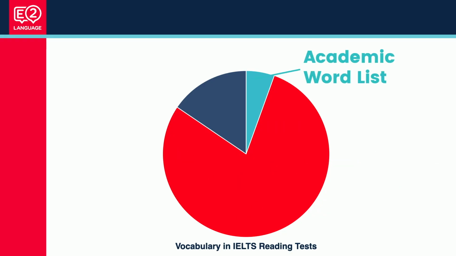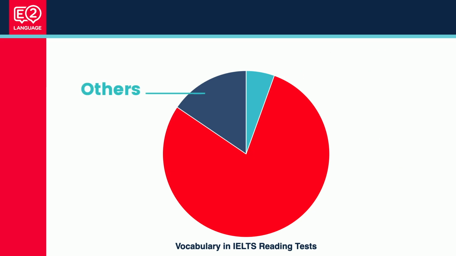About 5.5% came from the academic words list, which is a list of 570 words commonly found in academic texts. So these are words like research, theory, initial, acquire, valid.